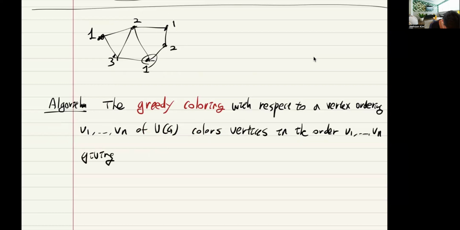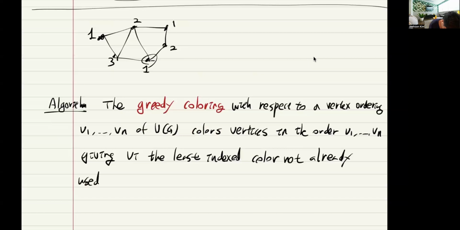And what we do is give each vertex vi the least index color not already used on its neighbors. So you assume that the colors are also ordered, and then you take the vertices one by one, and at the moment you see a vertex, you see what colors are available, and you choose one of them and color it. Just like what we did here.